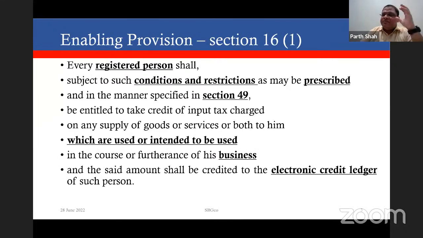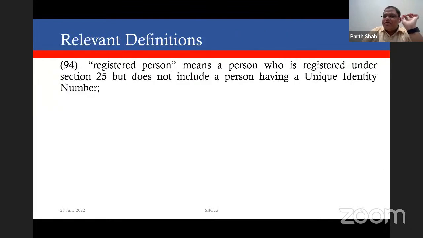As I said, the important definitions which come here, registered person is the most important definition. It says that it means a person who is registered under Section 25 of the GST Act or the CGST Act, but does not include a person having a unique identification number. The unique identification number is a concept applicable for embassies and diplomatic organizations. So it's not very common. I think it's not applicable to any of us.